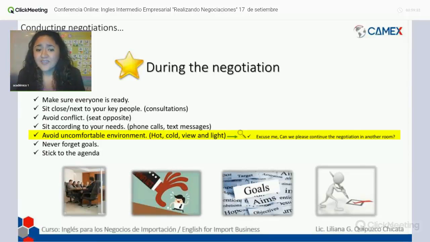How can you avoid it? You can ask. You can say, "Excuse me, can we please continue the negotiation in another room because I don't feel comfortable? I think there is too much light, or I think it is too cold in here." They can tell you, "Don't worry, we're going to turn the air conditioner down." Or maybe they can tell you, "Yes, there is no problem. We can go to another room." So it is okay to ask, and as long as you ask really politely, there is not going to be a problem.